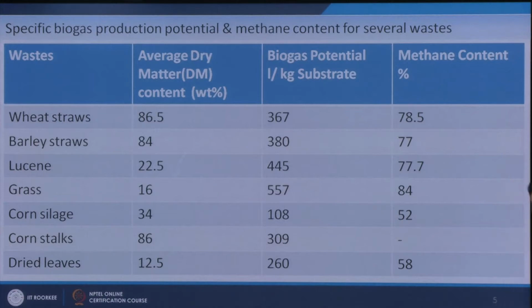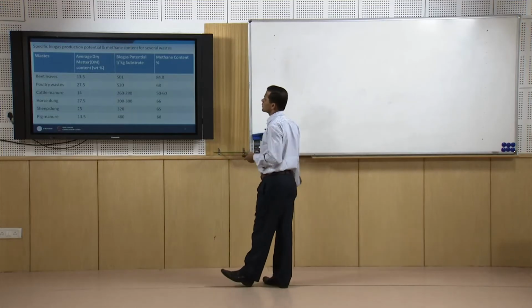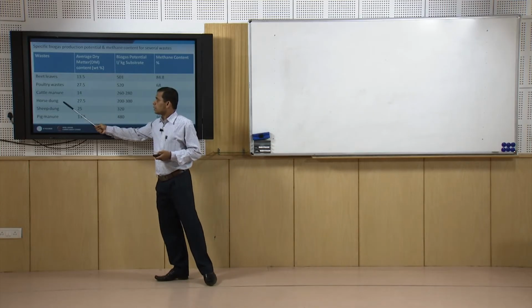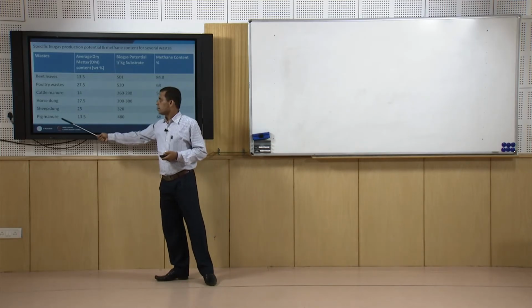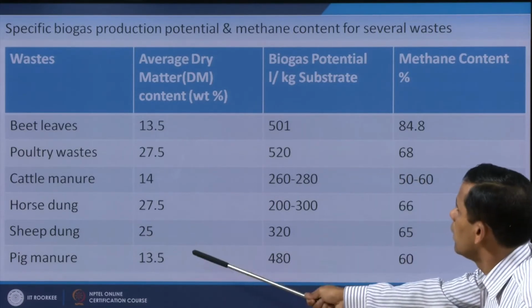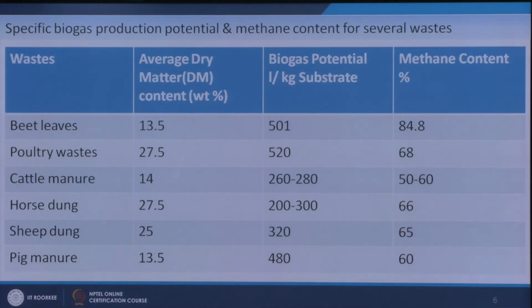We will see some other examples here: beet leaves, poultry wastes, cattle manure, horse dung, sheep dung and pig manure. These are different wastes which have different dry matter content, different biogas potential, and also different methane content in the biogas.